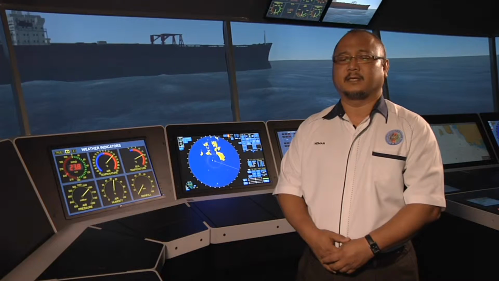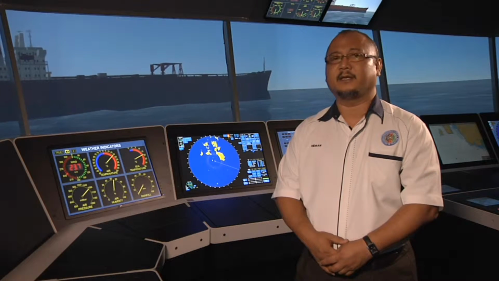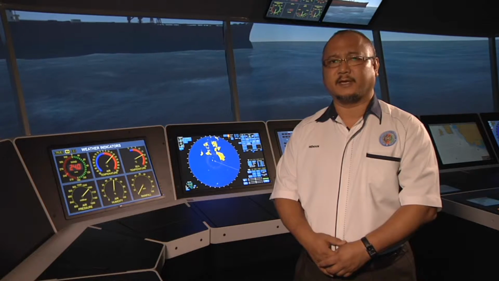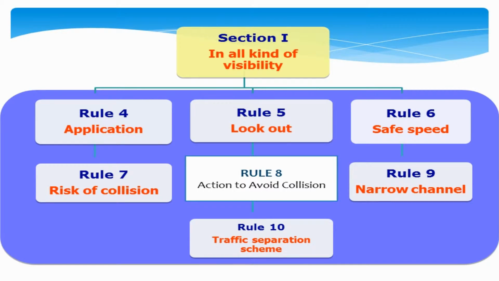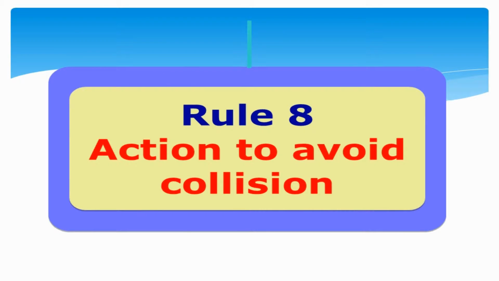Rule 8 addresses the action to avoid collision after you have determined if risk of collision exists in Rule 7. Rule 8 applies to all vessels in navigation. The rule discusses the various actions to be taken by the stand-on and give-way vessel to avoid collision. It is worthwhile to remember that Rule 8 does not override the other rules, but instead must be read in conjunction with them. Rule 8A.